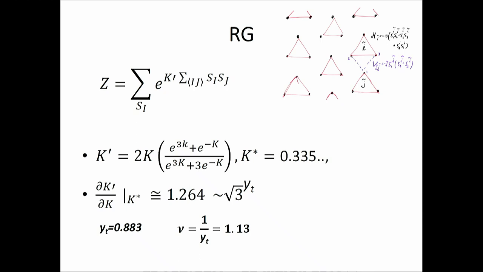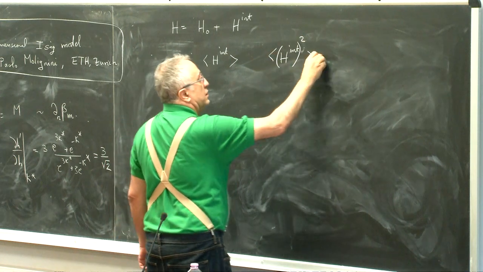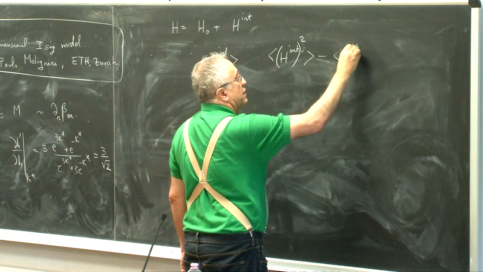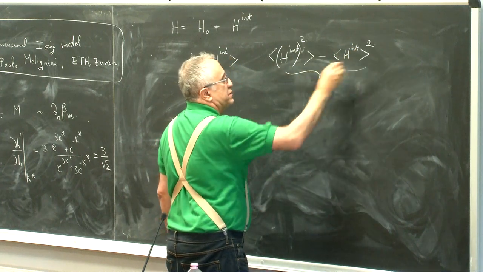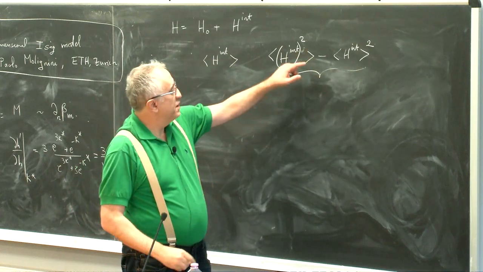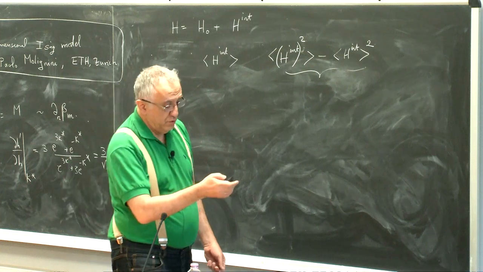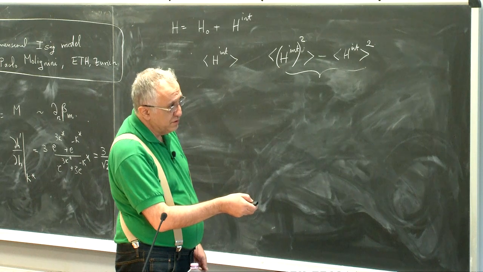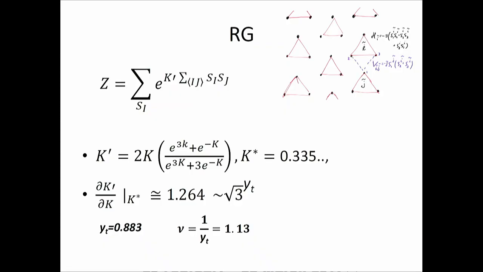So I was calculating the average of H interaction. And this went in as a correction to the main calculation. It's this guy which is giving me these numbers. The next term will be H interaction squared minus H interaction, squared. This will be the next one. A little bit harder, because when you square it, not only do you have to take account of these spins, but also this guy interacting with the second triangle away. A little bit hard, but can be done.